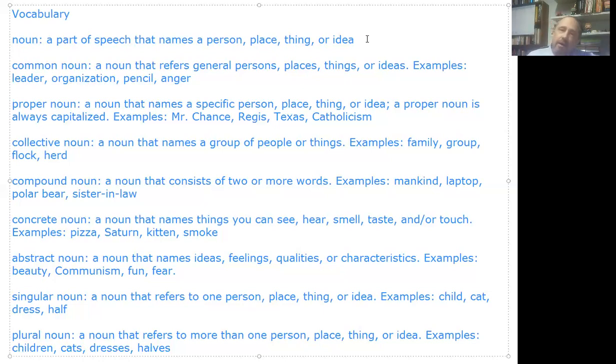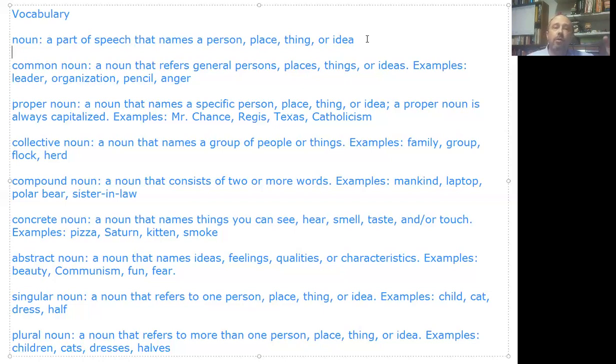Some nouns are compound, meaning they're made up of two or more words. And sometimes compound nouns are two words that have been stuck together, like laptop. Or they're two words that just go together, but they're not stuck together, like polar bear. Or they're words that are hyphenated, such as sister-in-law, to use the examples I have here up on the screen. Okay, so all nouns are common or proper. Some of them are collective. Some of them are compound.